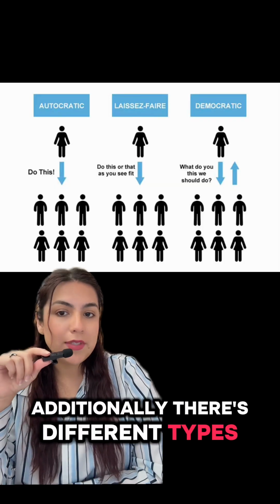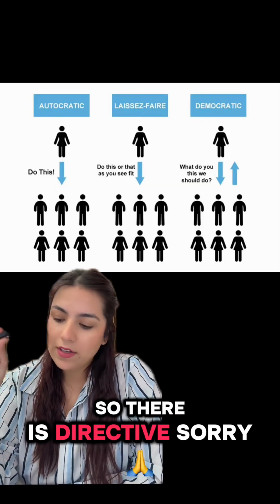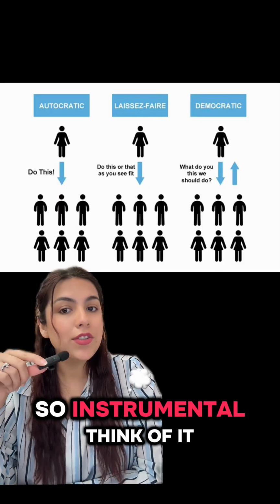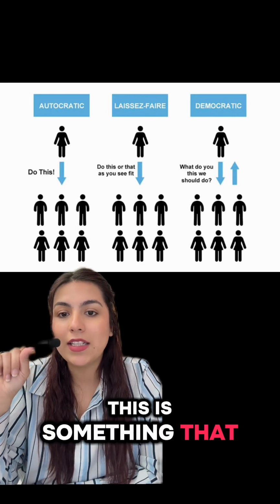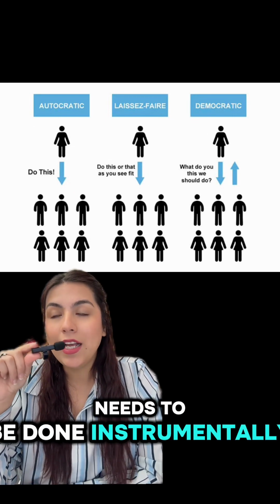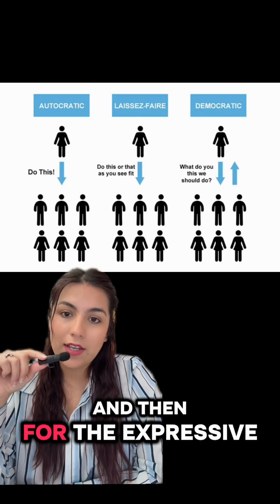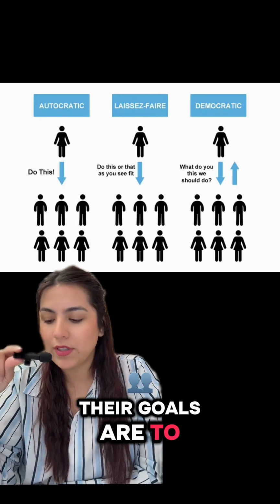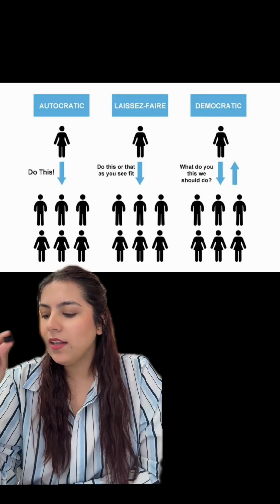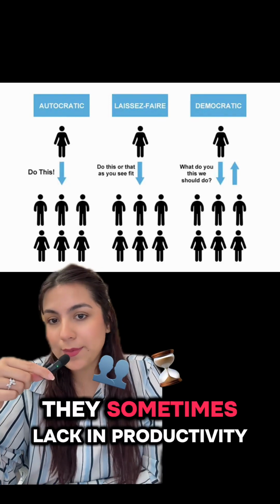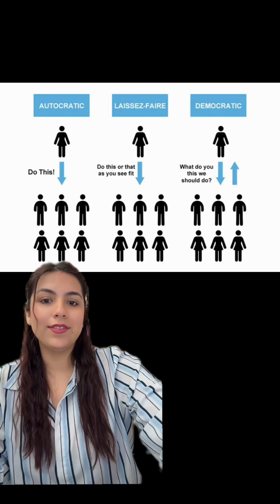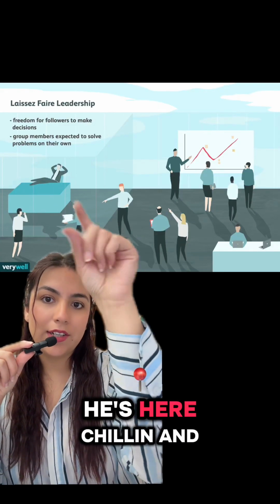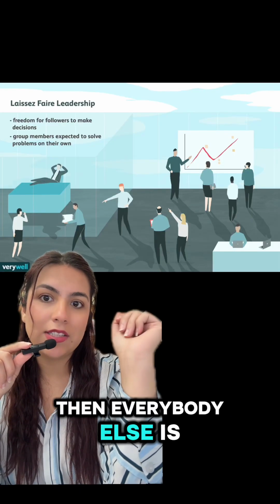Additionally, there are different types of tasks: instrumental tasks and expressive tasks. For instrumental, think of it as something that needs to be done instrumentally. And then expressive starts with an E, so think emotions. Expressive leaders' goals are to focus on maintaining group cohesion. They truly care. They sometimes lack in productivity. Here's a good image I found for the laissez-faire one. He's here chilling, and then everybody else is doing the work.